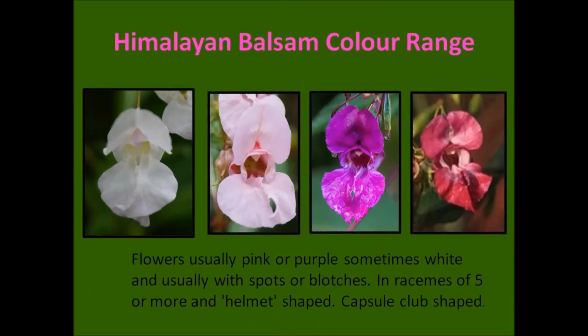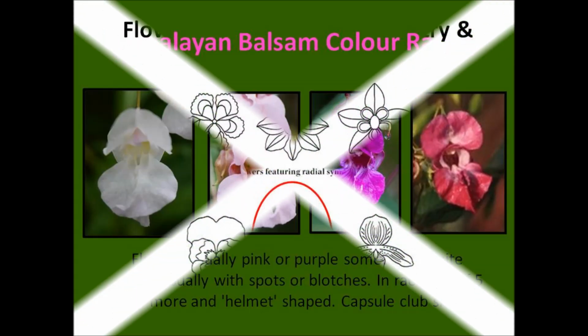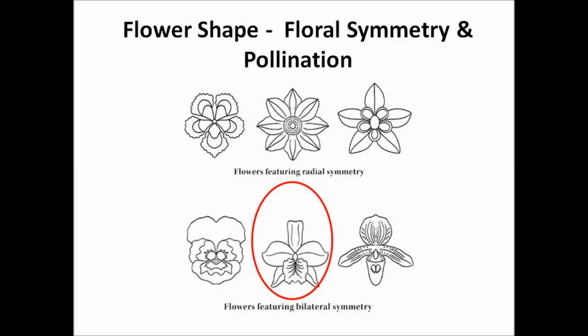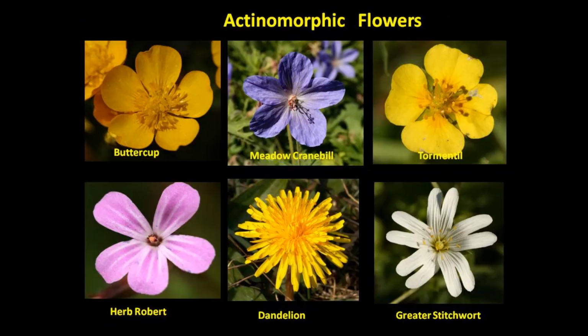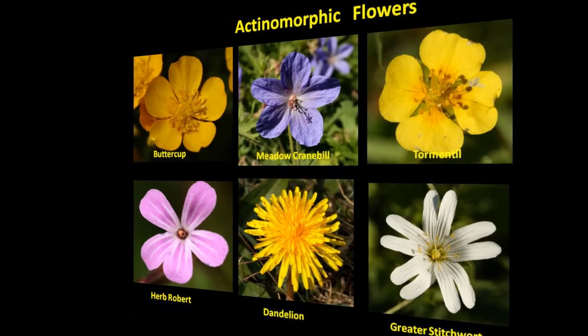The flowers of Himalayan balsam come in a range of colour forms, and there are approximately 5 to 10 flowers on the terminal stem, measuring approximately 24 to 40 millimeters. The flower of Himalayan balsam is zygomorphic, meaning it is bilaterally symmetrical, as opposed to actinomorphic, which is radially symmetrical, as in the Asteraceae. Where we see zygomorphic flowers, it is usually indicative of a specific pollinator relationship with the flower, as in this case with bees and the balsam.